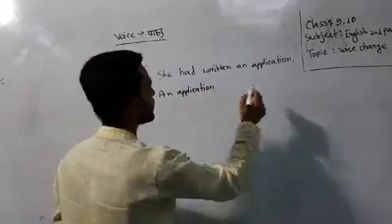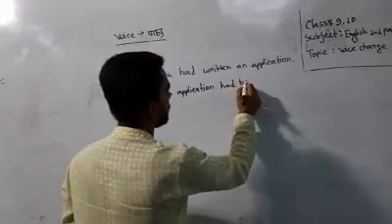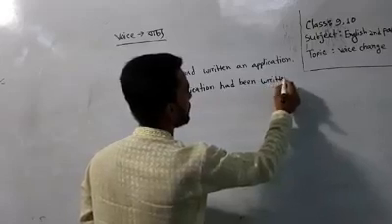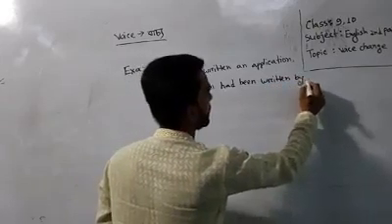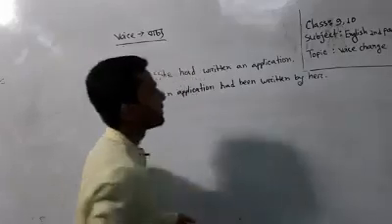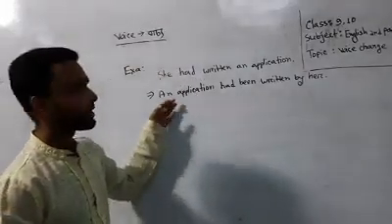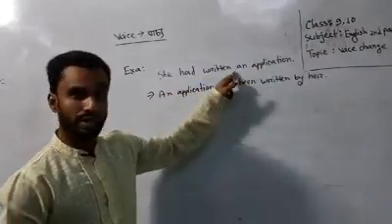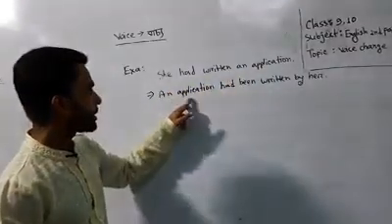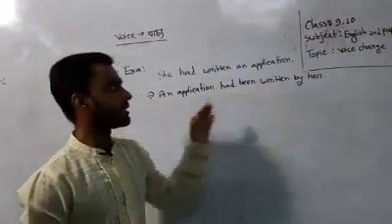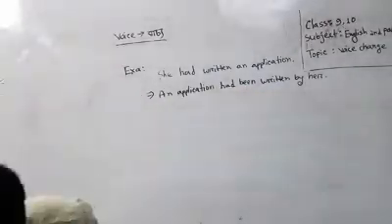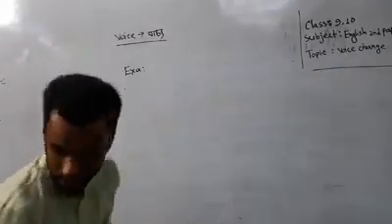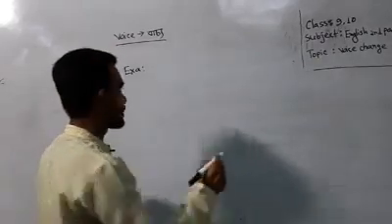An application had been written by her. So, my dear students, look at this sentence very carefully. She had written an application. It is an active voice, and an application had been written by her. It is a passive voice. I will go for another example.